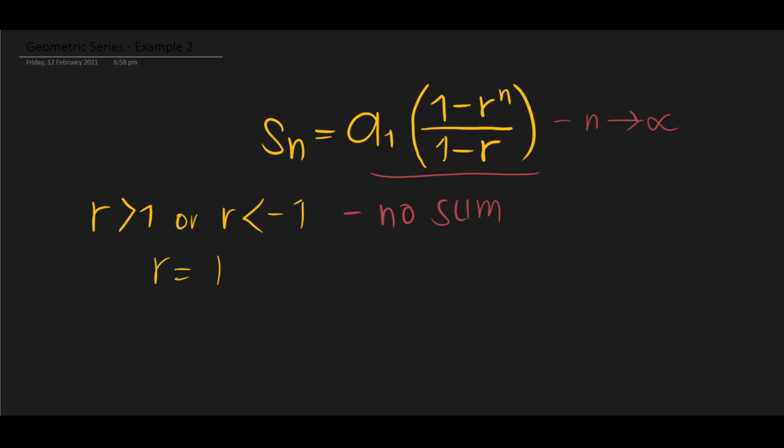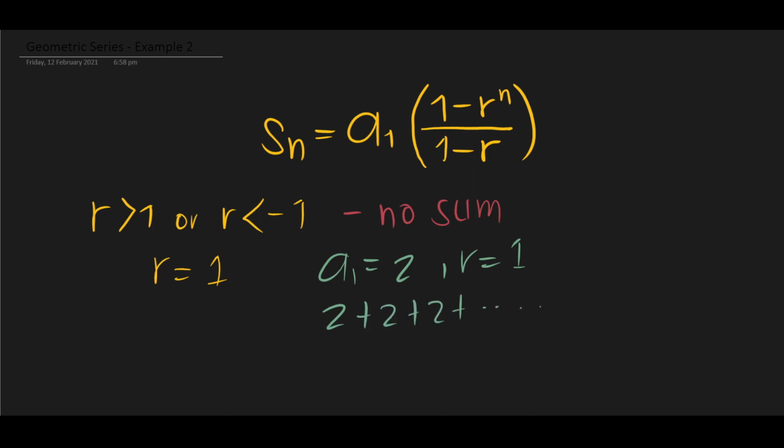Now another case is when r is equal to 1. Now for r is equal to 1, if we take a look at our formula, we cannot use this formula because in the denominator, if r is 1, then it will be undefined. Now let's just use the definition. Let's say we have a1 is equal to 2 and our r is equal to 1. Okay, what happens here? What is our geometric series? So we have 2 plus 2 plus 2 plus and so on. It will continue up to infinity, and the same thing happens. We cannot arrive at a finite sum.